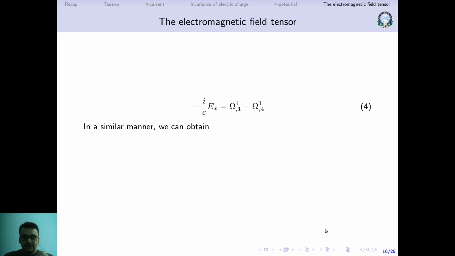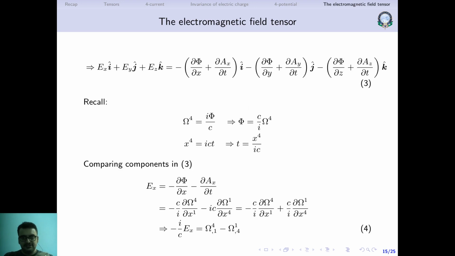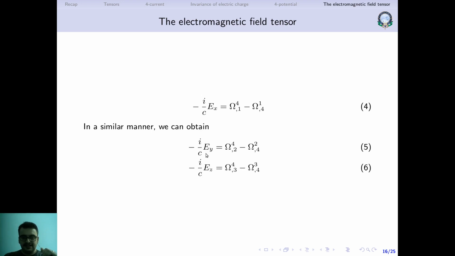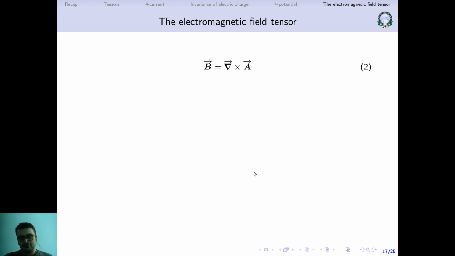Okay, in a similar manner, by equating the other two components, the y component and the z component in equation number 3, and proceeding in the same steps, we can show that the y component and the z component of the electric field can be written in terms of the differences between the derivatives of the four potential components. I'll leave these to you as an exercise at home to verify that these two actually hold good. Now coming to the next equation.